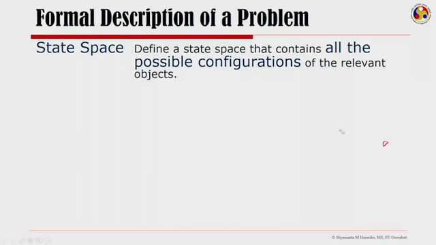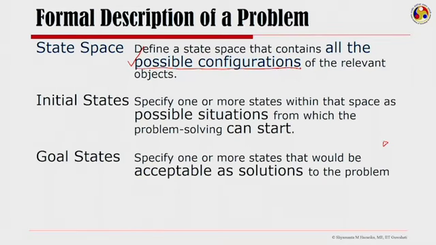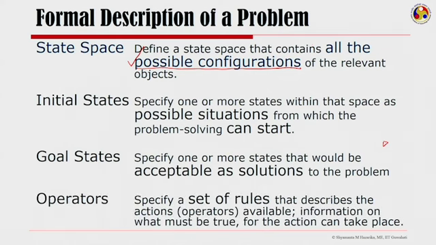Let's look at what we meant by problem solving as search. We define a state space that contains all the possible configurations. One or two configurations I have shown you. We would love to define all possible configurations of the relevant objects. We would then look at the initial state, that is, specify one or more states within that state space as situations from which we start. And then we define something called the goal state, one or more states that would be acceptable as solutions to the problem. And of course, we need to specify the operators, a set of rules that describes the actions or operations available.